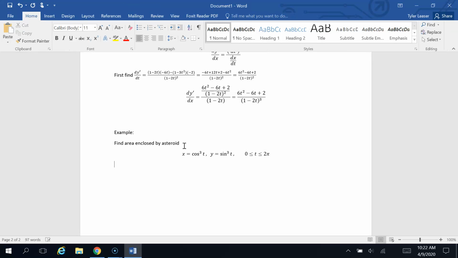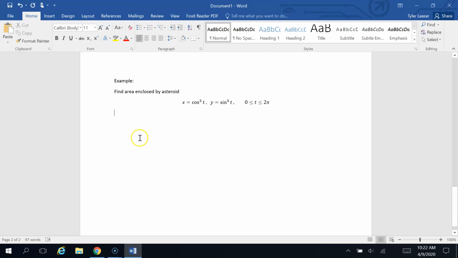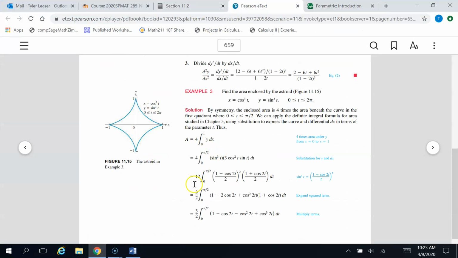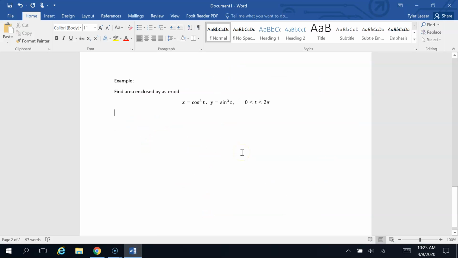Okay, so I can't draw a good picture of this, so I'm going to flip over to the book here, and hopefully the book will have a nice little picture of it. There it is. So this is the asteroid. Cosine cubed t, sine cubed t from 0 to 2 pi, and it maps out this kind of starry looking shape. Okay, but we're trying to find the area of that crazy looking shape.